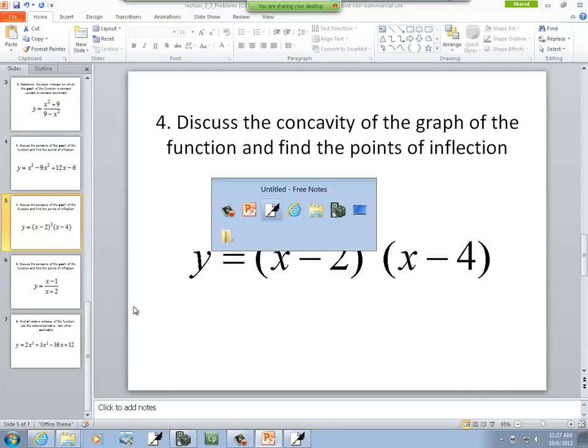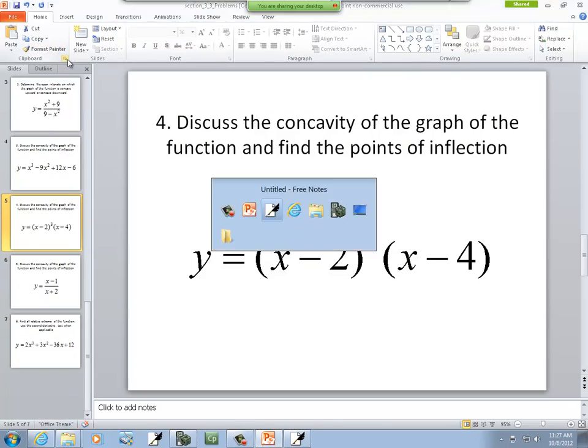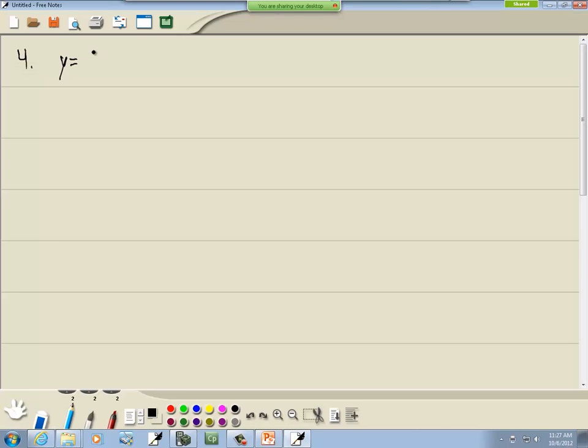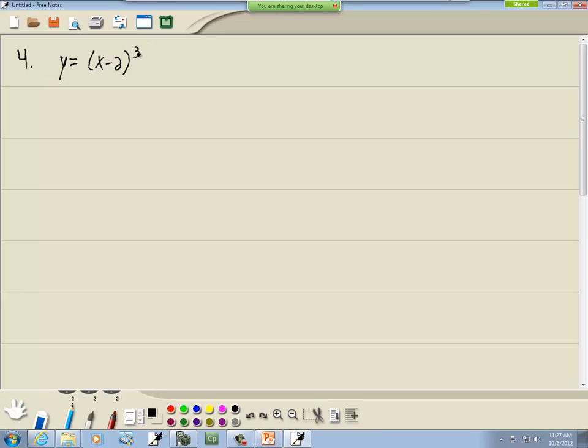Okay, let's look at this one. We have y is equal to (x minus 2) to the third power times (x minus 4). Well, step 1 is to find our second derivative. This is the product rule.